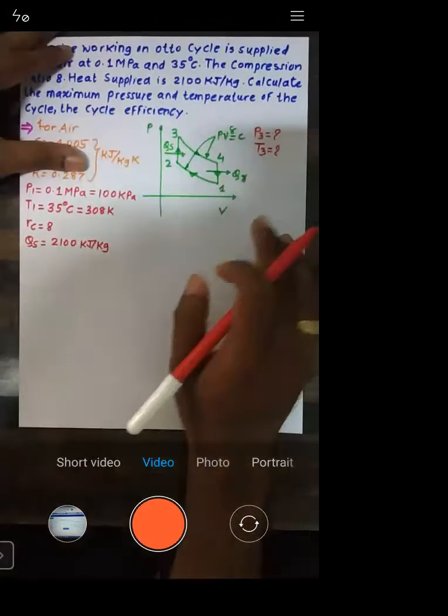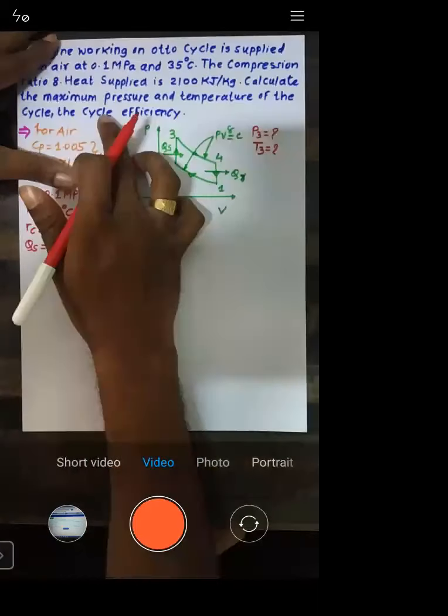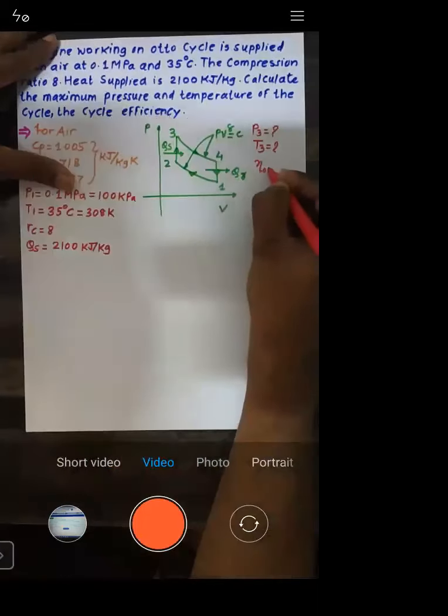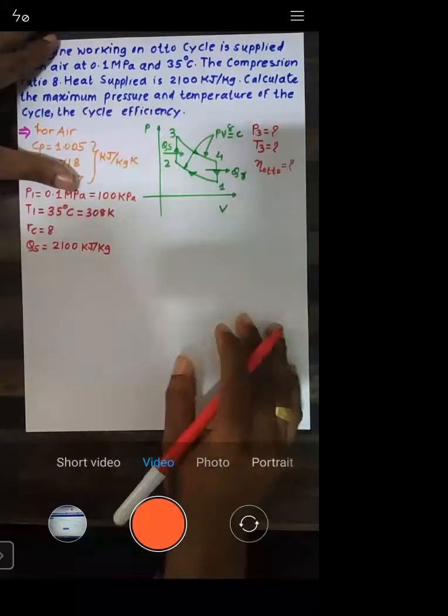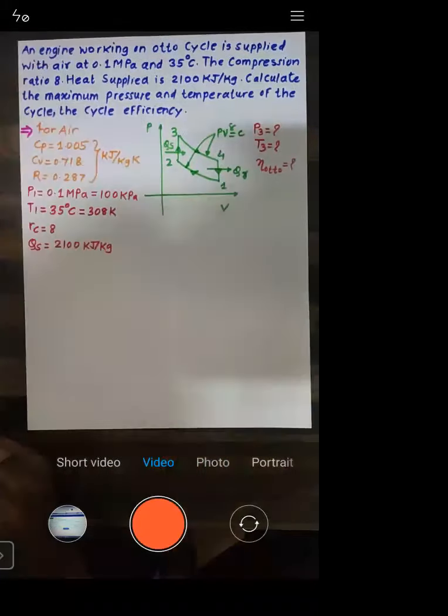Next, cycle efficiency. So they're asking what is the efficiency of this Otto cycle. This is a term in which they're interested, right? Now let us start with the solution of the problem.